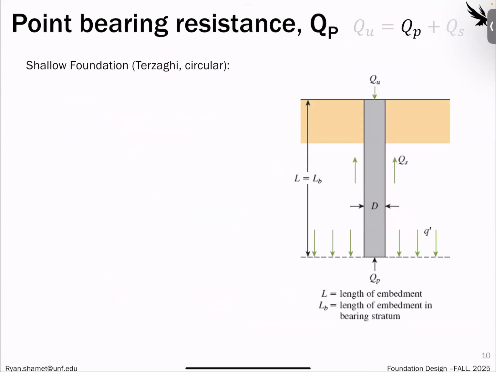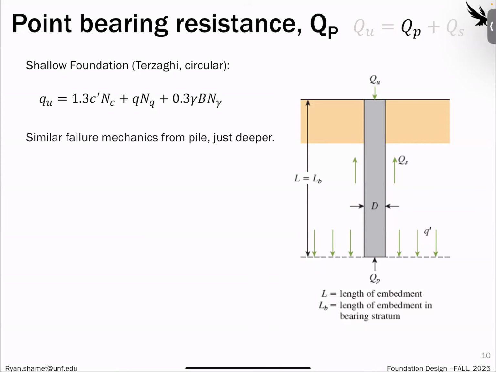Let's talk about the point bearing resistance, QP. Recall from the shallow foundations, Terzaghi's equation, we have the shallow foundation bearing capacity of the soil component of three parts: the cohesion, the surcharge, and then the unit weight. Now, there's a similar failure mechanism for piles. All it is is just deeper. Really what we're saying is that in order for this point bearing to fail, it will form this wedge, and then eventually it'll form a shear pattern acting to the left or to the right of it. So it's a similar mechanism, just deeper.